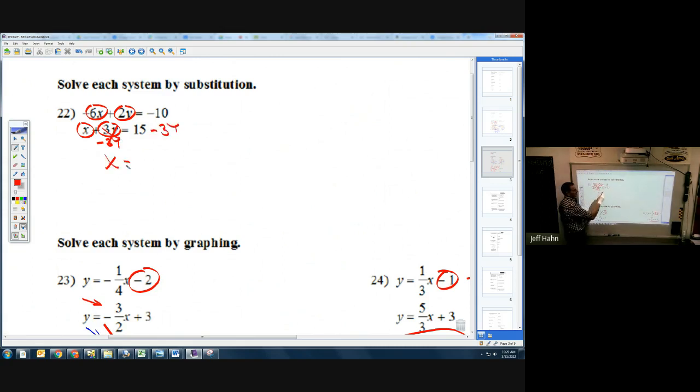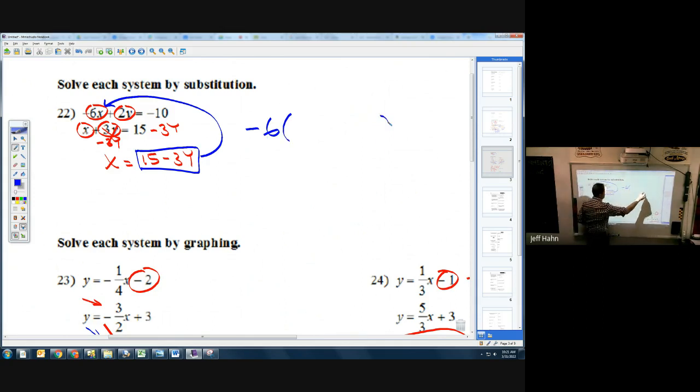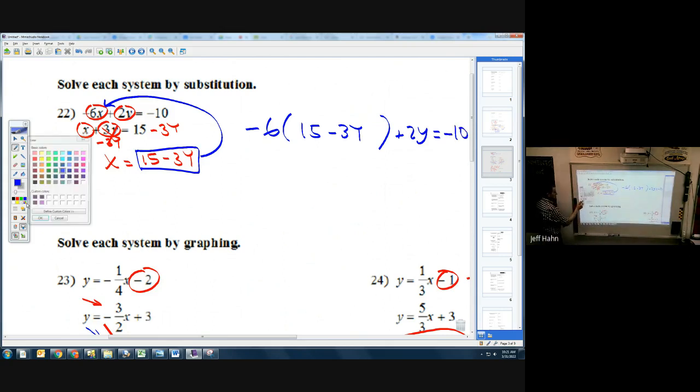So now I know that x equals this. It's called substitution because then I'm going to take this and substitute it in for x right there. So it looks a little like this, -6, which is what the number is in front, and a parenthesis for what I know x is, which is 15 minus 3y. And that plus 2y equals -10. Is that making heads and tails?